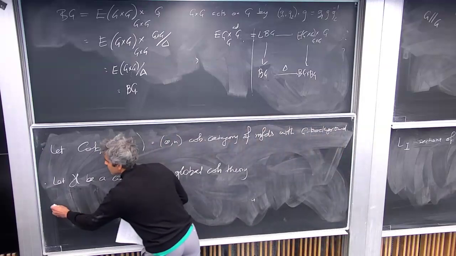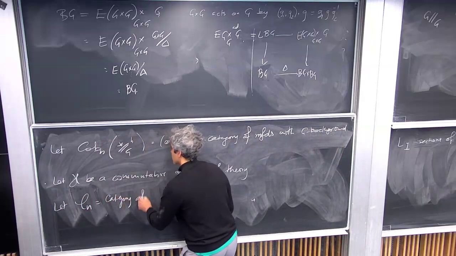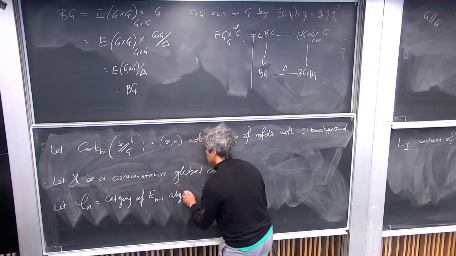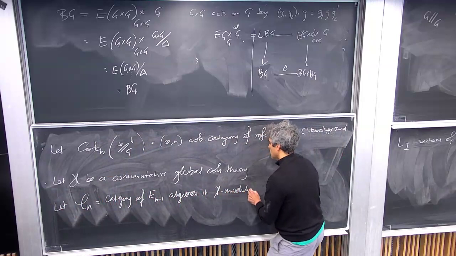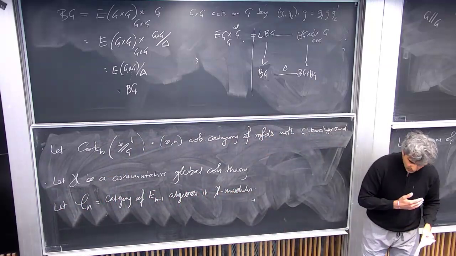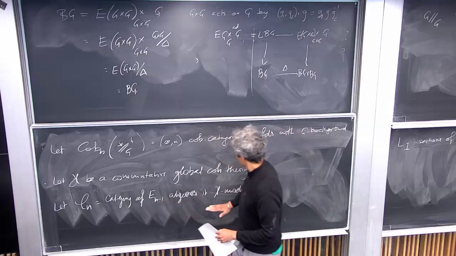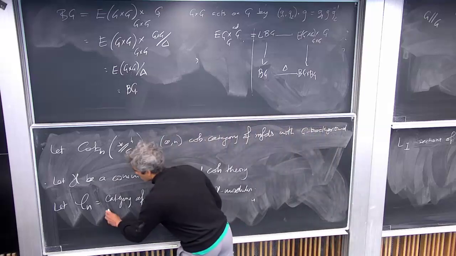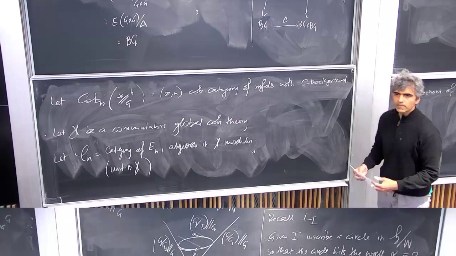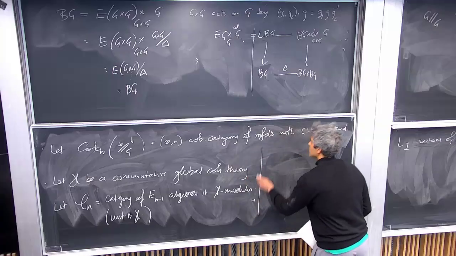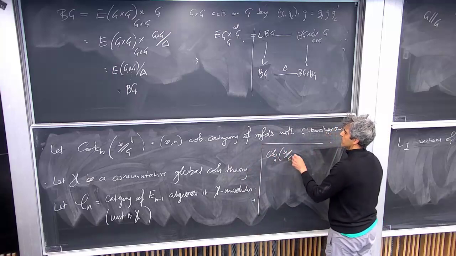So now let C_n be the category of E_{n-1} algebras in H modules. So in fact, the category of H modules is symmetric monoidal. It could be delooped as many times as you want, but here I'm just taking the category of E_{n-1} algebras in H modules. The unit here is H itself, thought of as an E_{n-1} algebra. And I have a functor. It's not a terribly interesting functor.